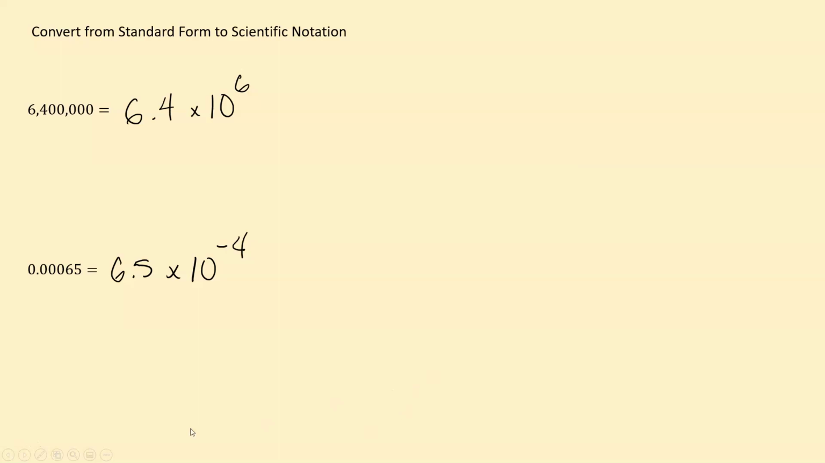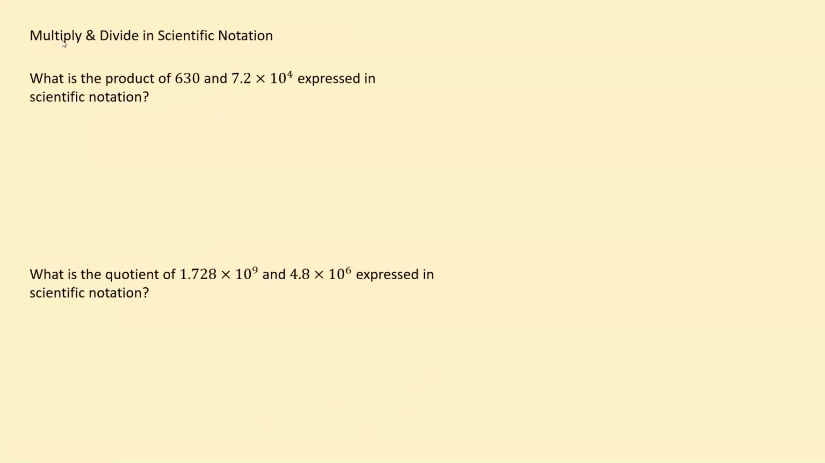All right. Now we're going to think about multiplying and dividing in scientific notation. Now this relates pretty heavily to our exponent rules that we learn about in algebra. So the first thing I think I would do here is it says, what is the product of 630 and 7.2 times 10 to the 4 power expressed in scientific notation? Now we could convert these both to numbers and then multiply them together and then convert that final result into scientific notation. But since we know our exponent rules, I think it's easier to work these out in scientific notation.